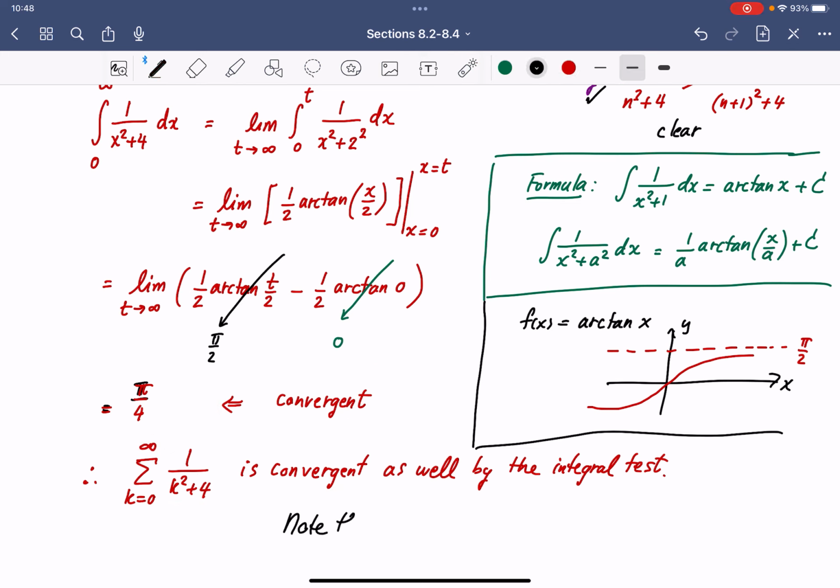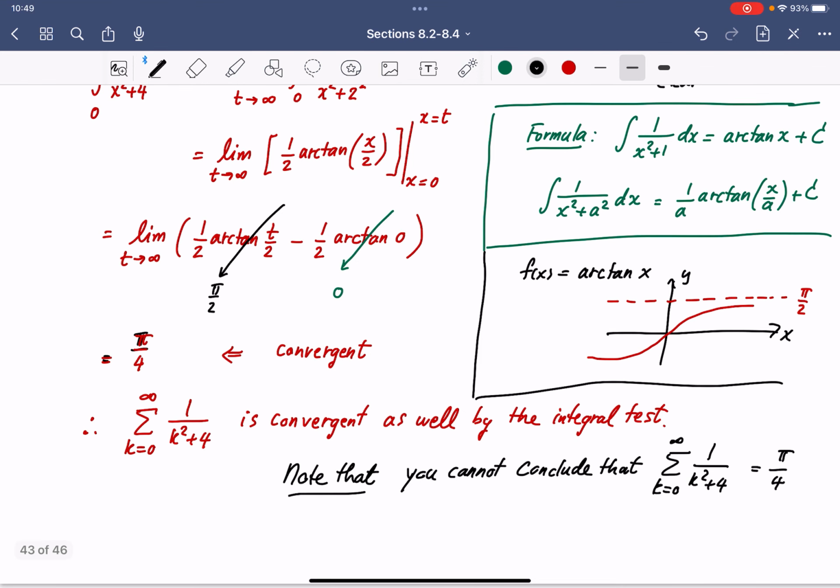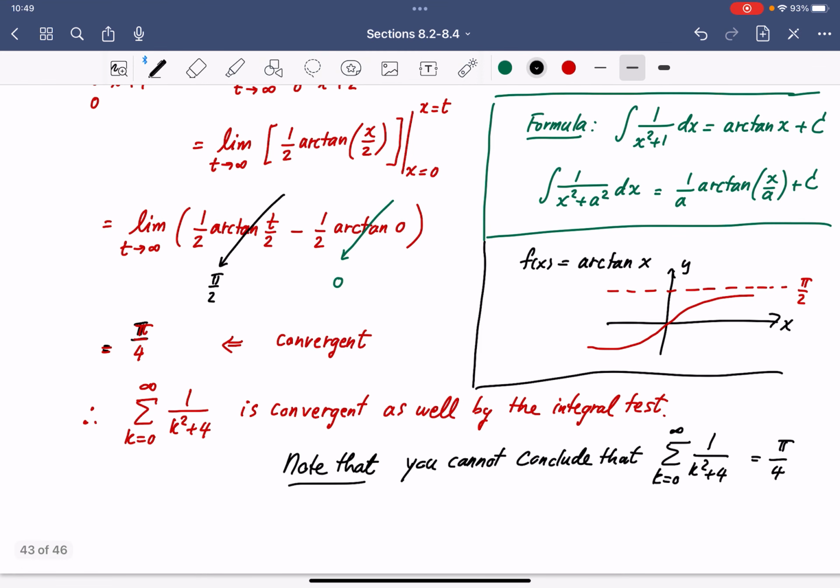Note that you cannot conclude that the summation of 1 over k squared plus 4, k from 0 to infinity, equals pi over 4. You cannot. The integral test is not the tool that you can use to make a conclusion about the summation. You only know that it's going to be convergent or divergent, but you do not know the limit. The theory doesn't give you the limit. You just know that it is convergent because the improper integral is convergent.